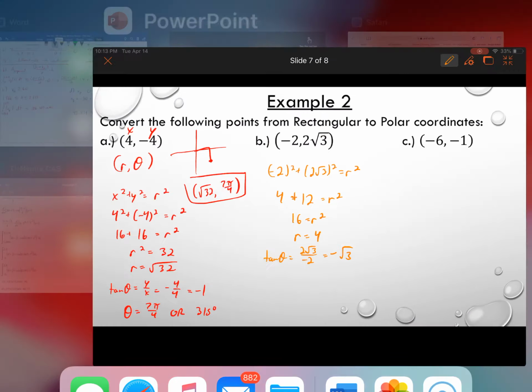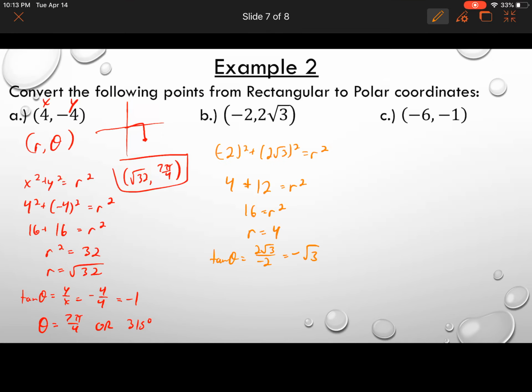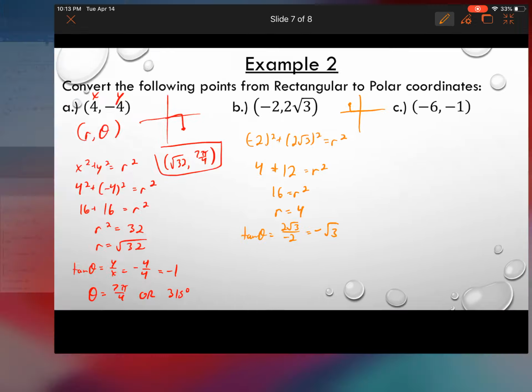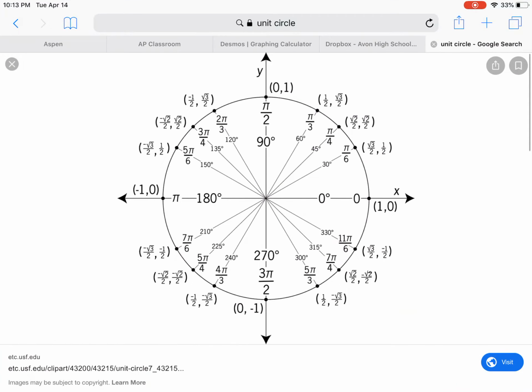Well, let's look at the quadrant again. Our x value is negative. Our y value is positive. So that means we would be going to the left and up. So that means our point would be in quadrant 2. So it looks like our answer is 2 pi over 3, because that's our, wait, did I say quadrant 3? I meant quadrant 2.